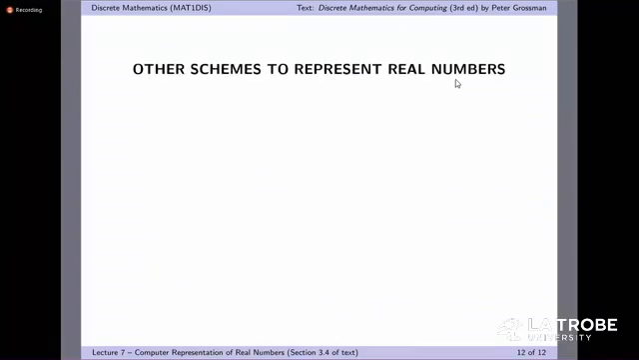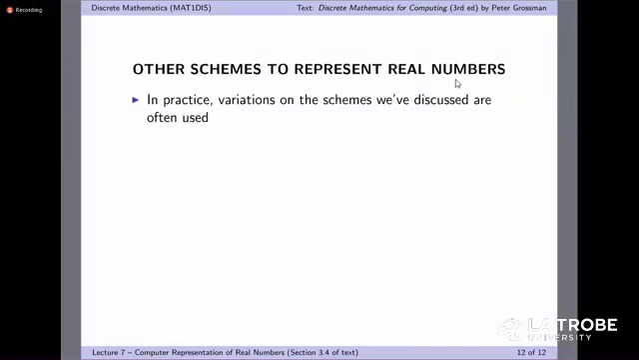So what other schemes are there to represent real numbers? In practice, variations on the scheme we have discussed are often used. What other variations can you think of? Suppose you want to improve precision on a 32-bit computer. How can you do that? What are the possible ways you can do it?